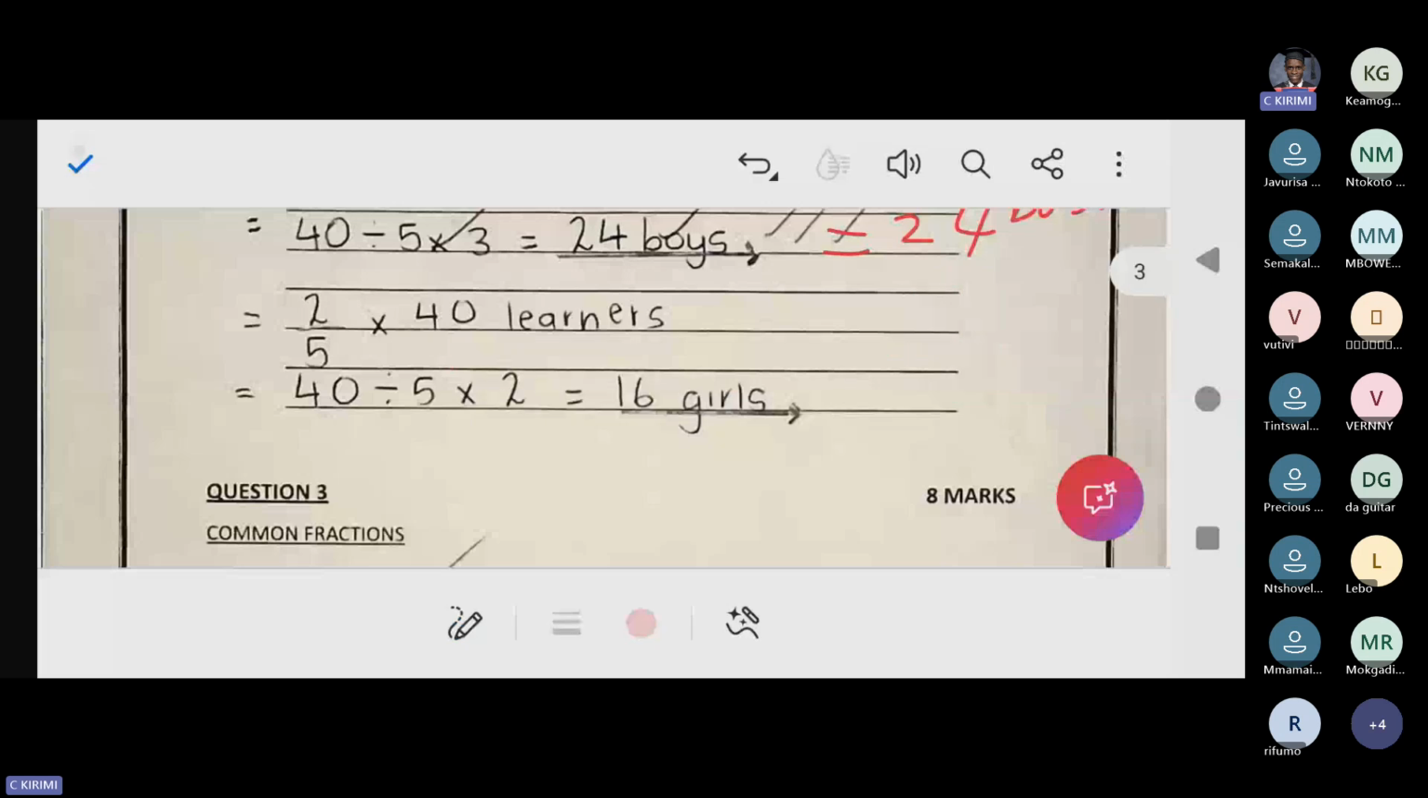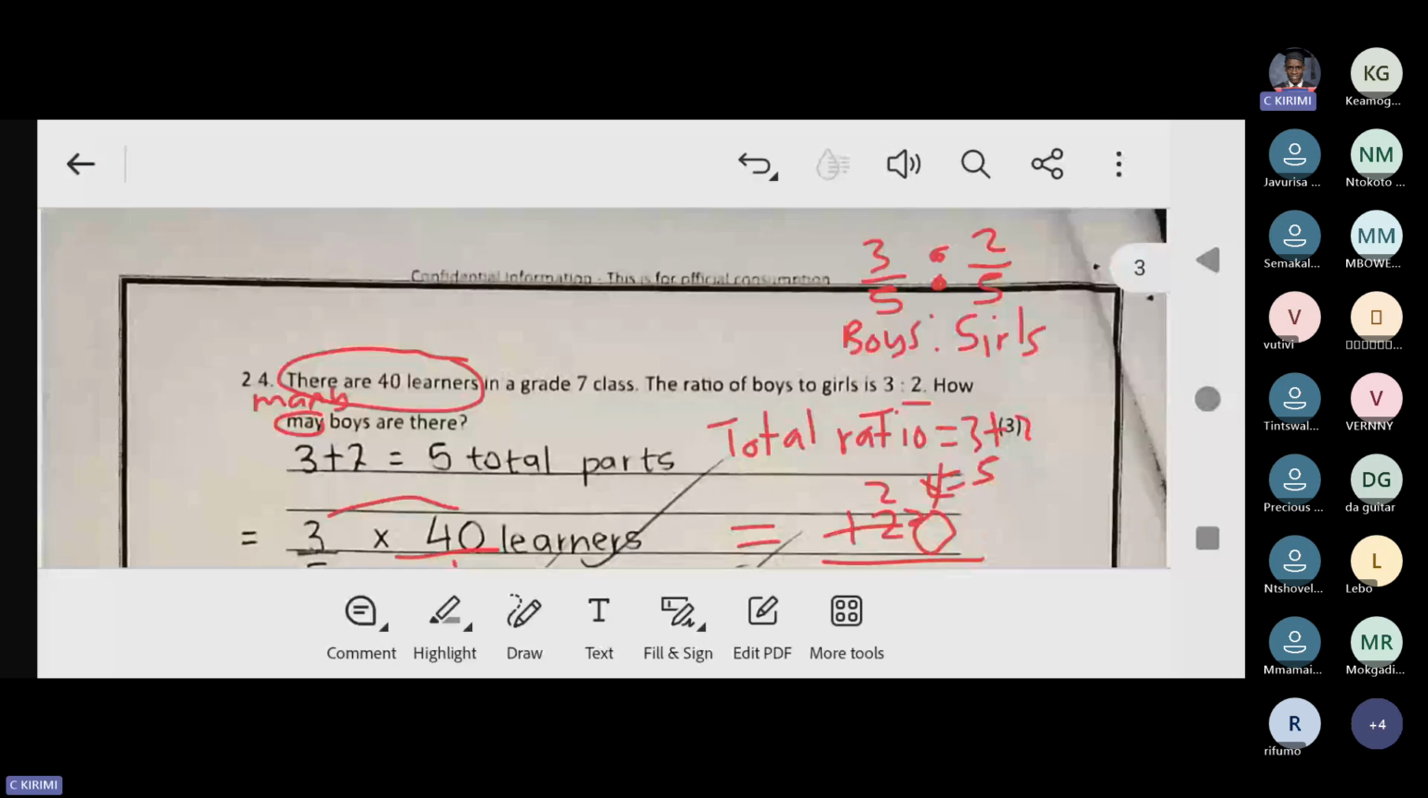So the trick is for you to understand the total ratio first. Then you know that 3/5 is representing boys, 2/5 is representing girls. If you add boys and girls, it's a whole class, one whole class, which means it's 1 over 1.